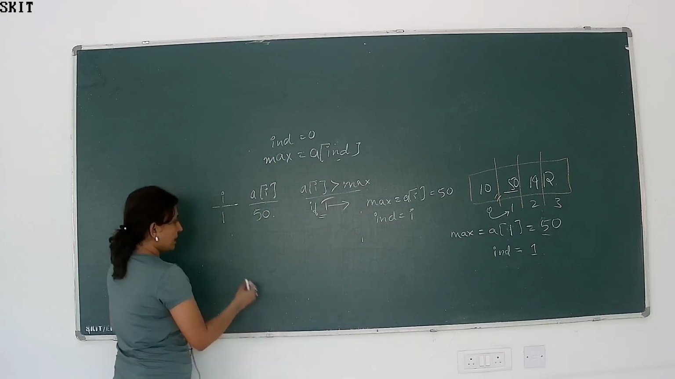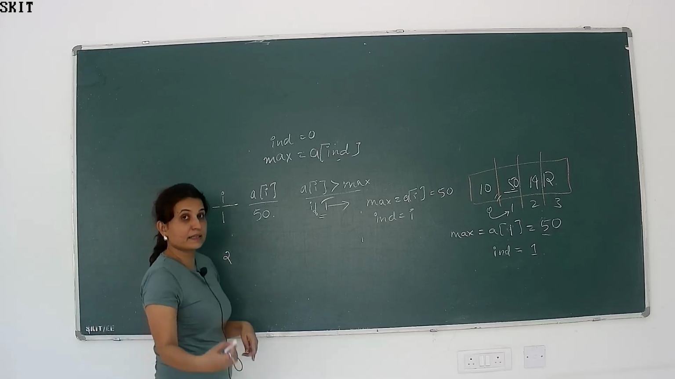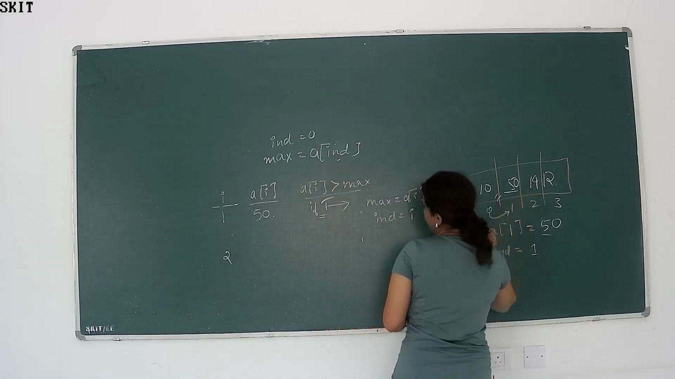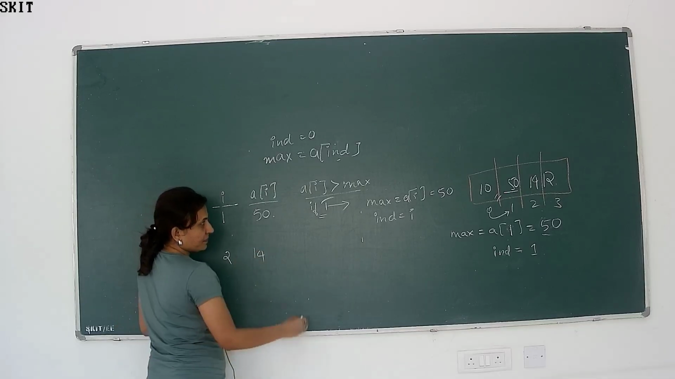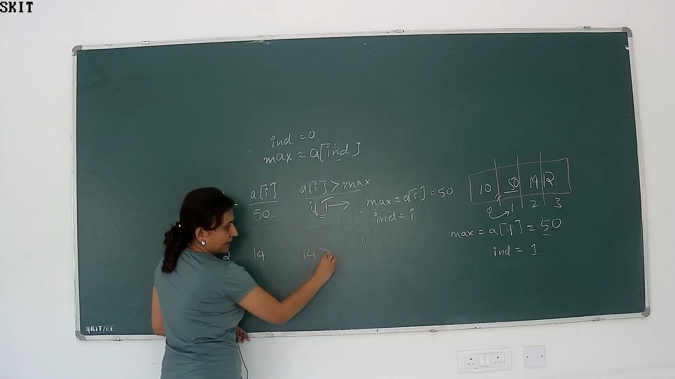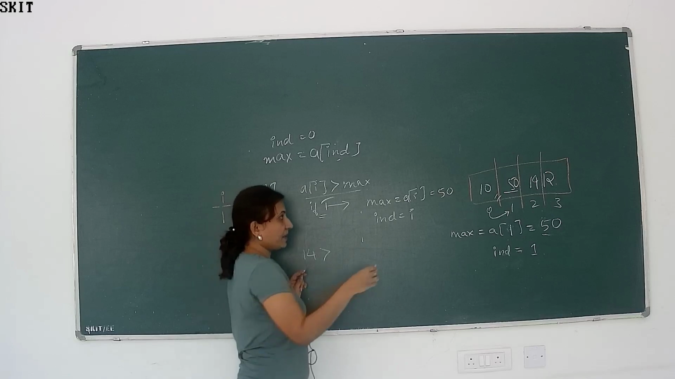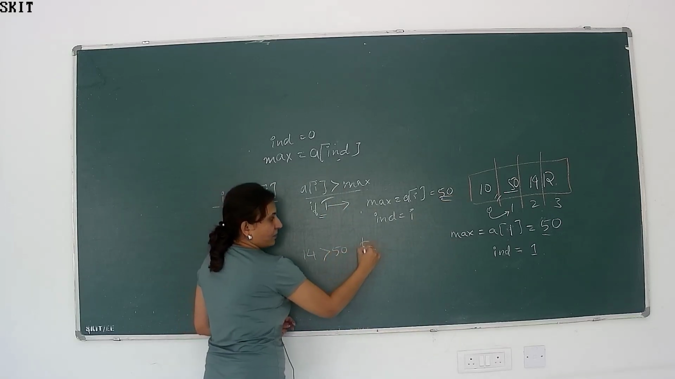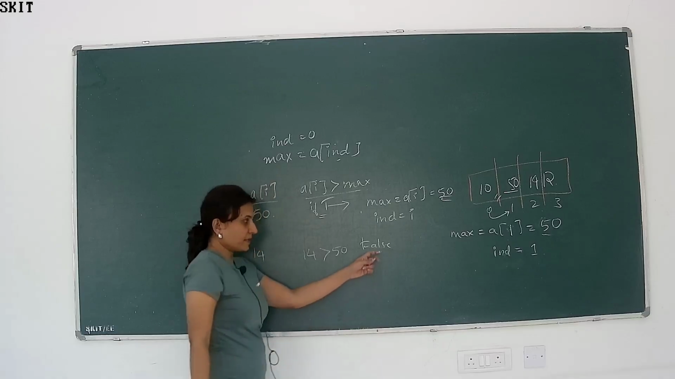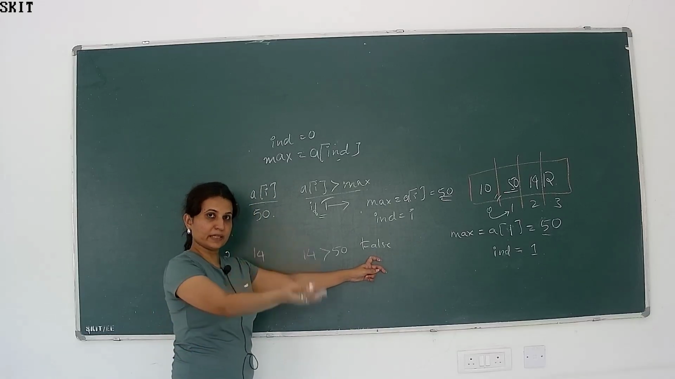Okay. Next, I will increment to 2. What is there in the second value? Second value we have 14. A of I is 14. Is 14 greater than the current max? Current max is 50. Is this greater than 50? This is false. If it is false, we need not bother. We will go with the next iteration.